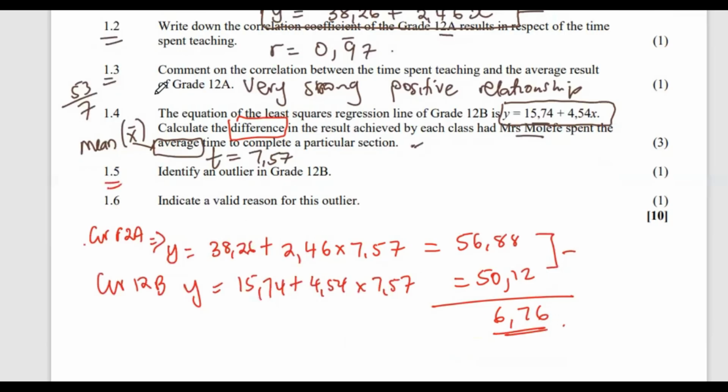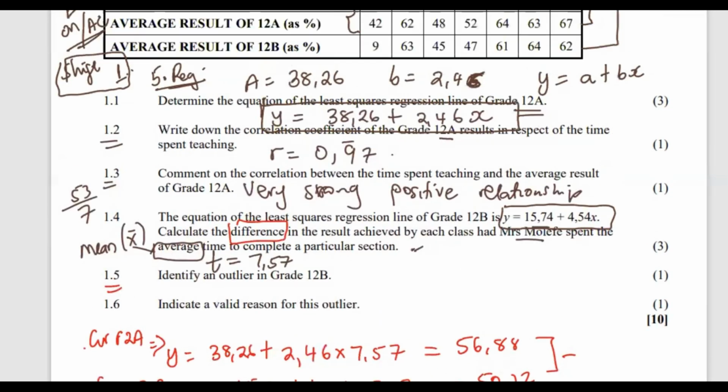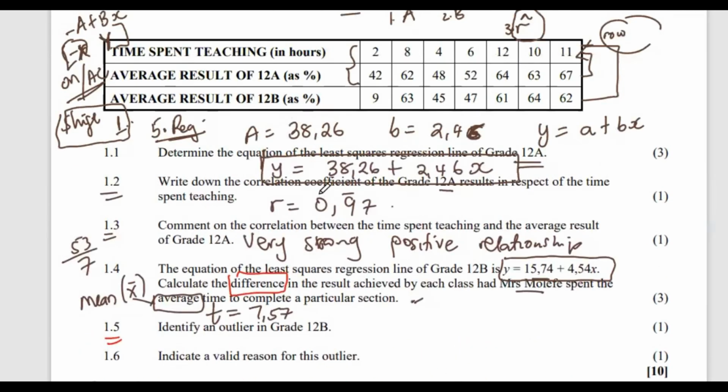Then 1.5, they want us to identify any outlier in 12p. So an outlier, we say it is an extreme value. It's either too small or too big compared to the rest of the data. So in this case, the outlier will be a 9 for 12p because it is basically the lowest mark.